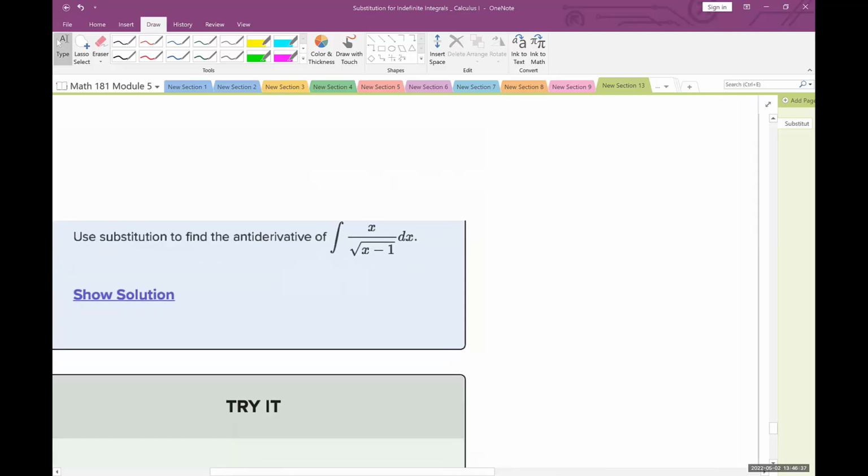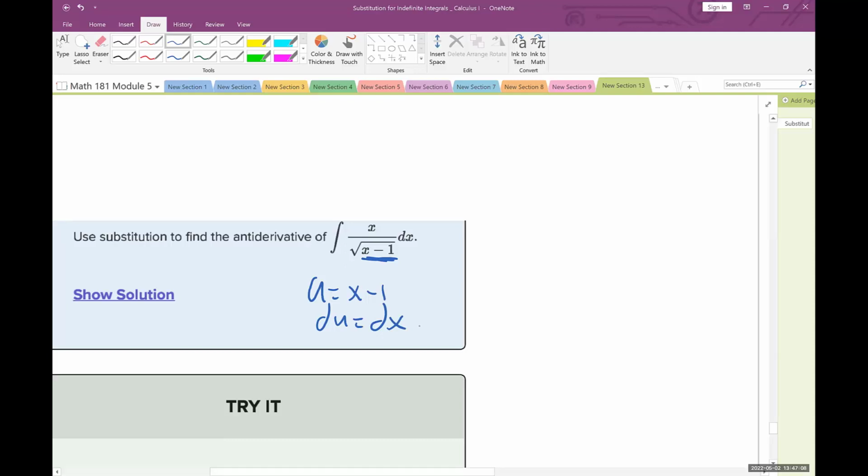So in this case, we have the integral of x over the square root of x minus 1. And when I see something like this, I'm thinking, if my u was x minus 1, my du is just a dx because the derivative of x is 1. So what's going on here? This is kind of where they mess you up a little bit, and I apologize if that's what's going to happen.